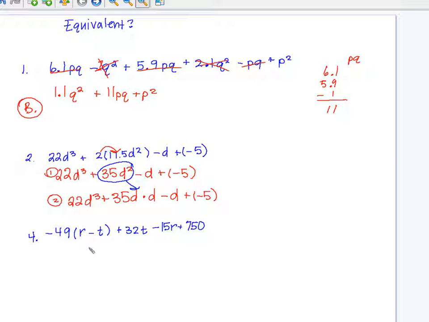So my next one would be negative 49. I'm going to distribute and then combine. Negative 49r plus 49t plus 32t minus 15r plus 750. Okay, now combine. Negative 15r, negative 49r, and then this is a plus, combine my t's.